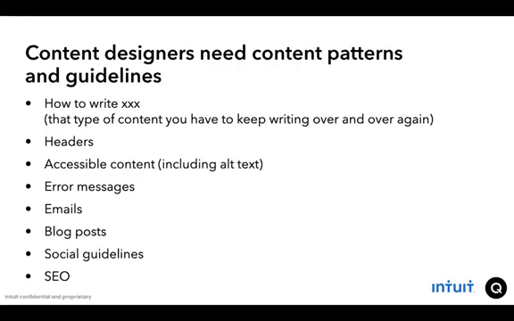Again, just for some refinement about content patterns and guidelines, we need to answer in a repeatable, reusable way how to write X, that type of content, that potentially annoying type of content. You have to keep writing over and over again: headers, headlines, accessible content, error messages, emails, blog posts, social guidelines, SEO. There's a lot of things that your organization may need to document as things you need to write over and over again.